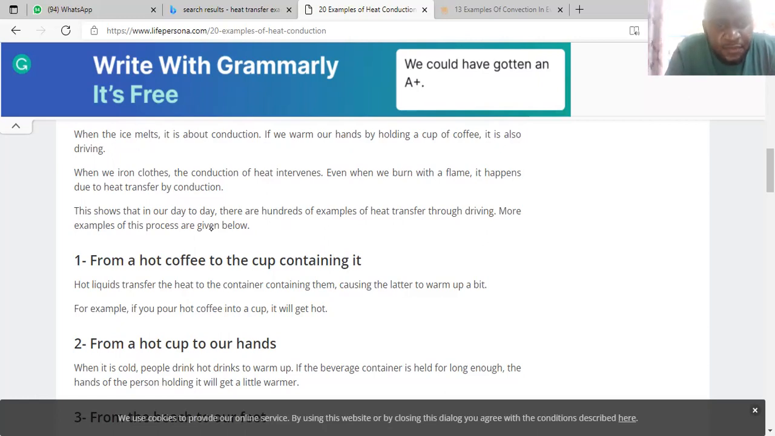Then also, I gave you an example of the floor. Stepping on the floor without shoes.